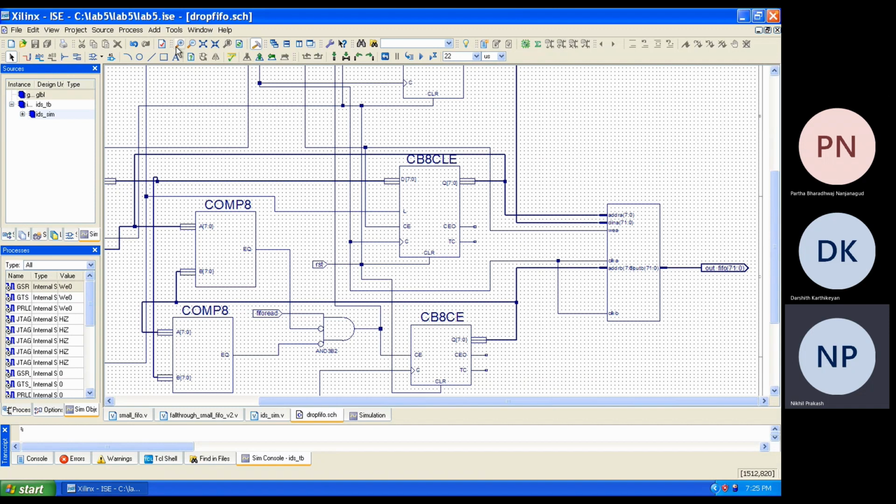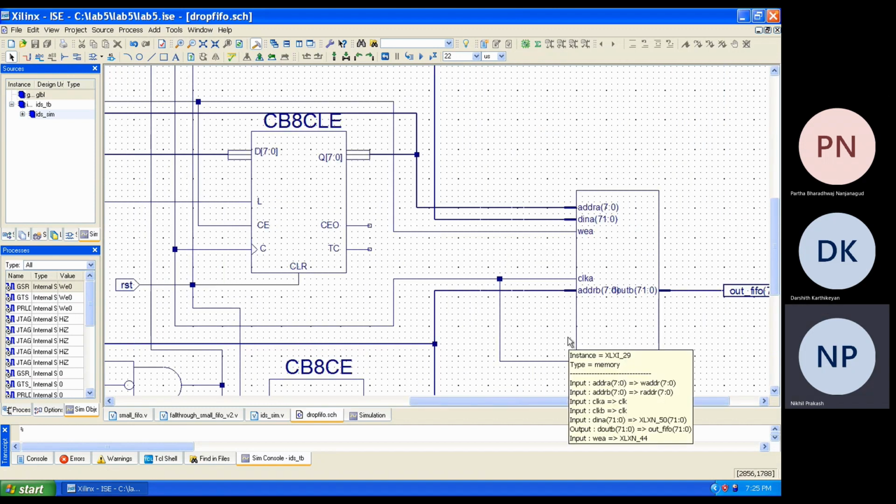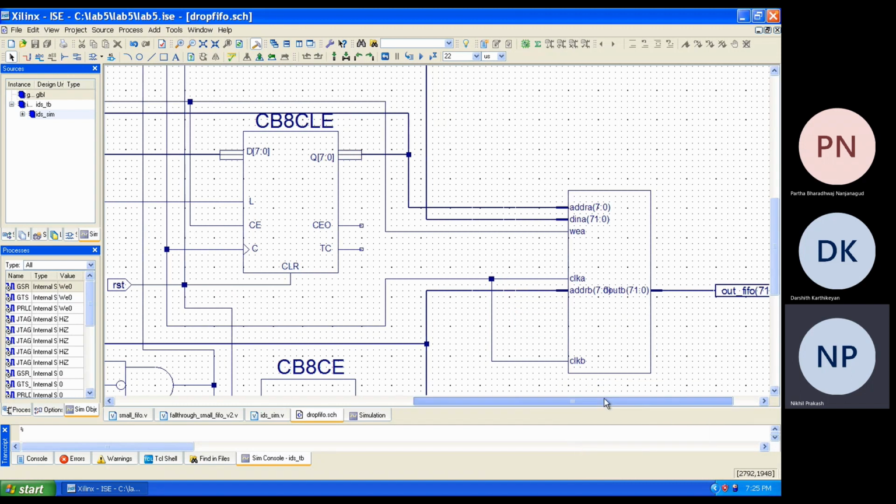First we have a dual port memory here that's generated using the IP core. It has a write port here. You can see these ports are write address, write data, write enable, and then you have the reading ports here. This is the reading, and this is the clock. This is the read address, and it will give you the output here.